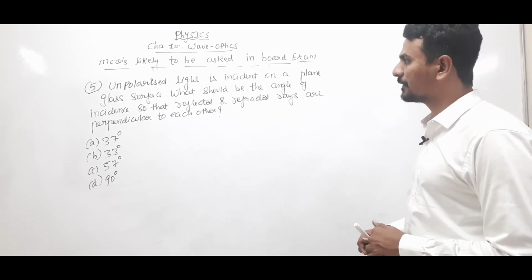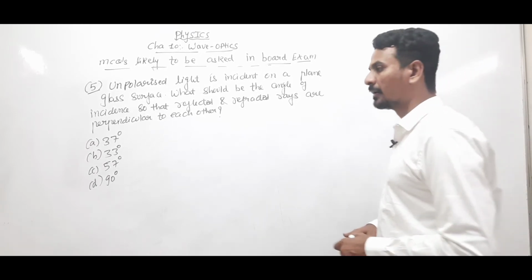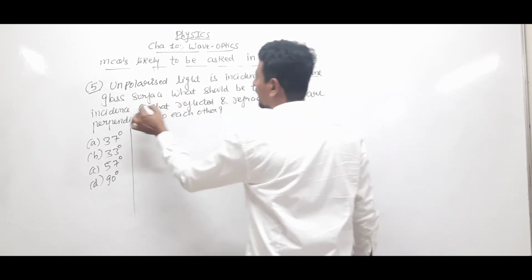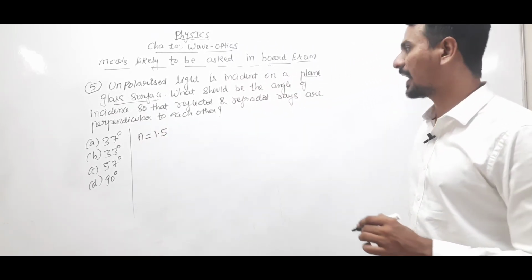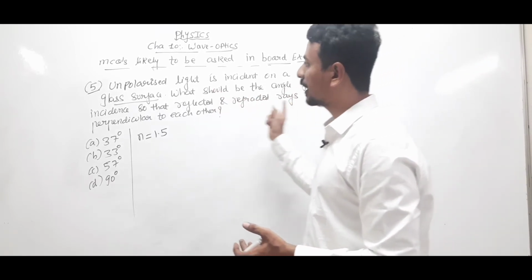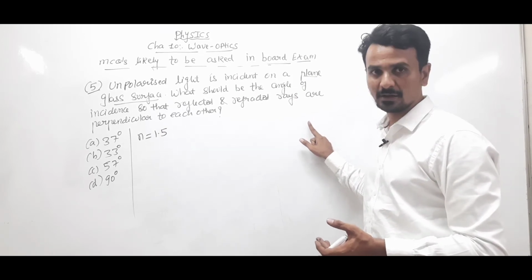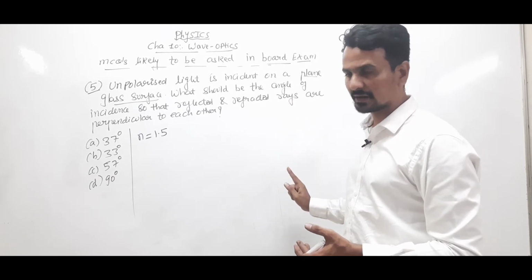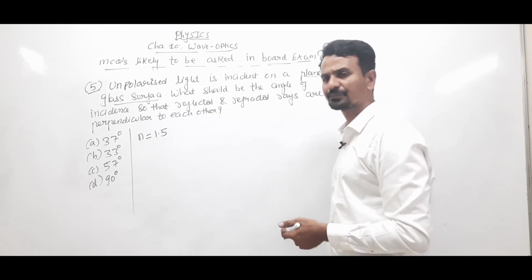Fifth one: unpolarized light is incident on a plain glass surface. What should be the angle of incidence so that the reflected and refracted rays are perpendicular to each other? Okay, since it is incident on a glass surface, glass will have a refractive index 1.5, and we want the angle of polarization, because the question says what should be the angle of incidence so that reflected and refracted rays are perpendicular to each other. So when angle of incidence is equal to angle of polarization, at that time the reflected and refracted rays are perpendicular to each other.